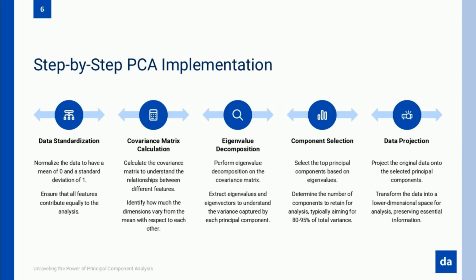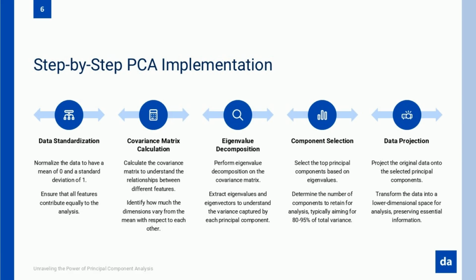In Python, implementing PCA is straightforward using libraries like scikit-learn. Here's how you'd perform a basic implementation. from sklearn.preprocessing import StandardScaler, from sklearn.decomposition import PCA. Standardizing the data: scaler = StandardScaler(), X_scaled = scaler.fit_transform(X). Applying PCA: pca = PCA(n_components=2), X_pca = pca.fit_transform(X_scaled). This code first standardizes your dataset and then reduces it to two principal components.